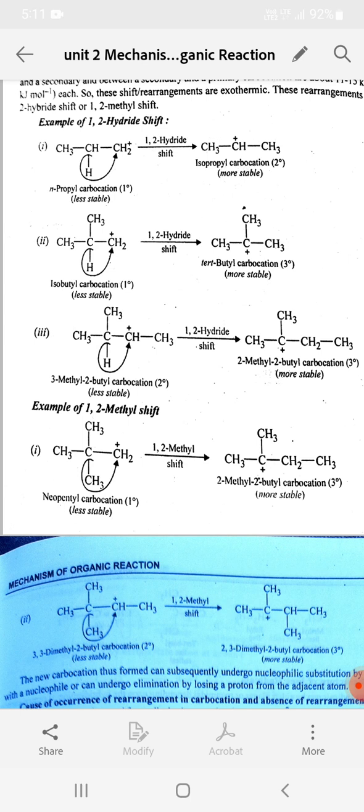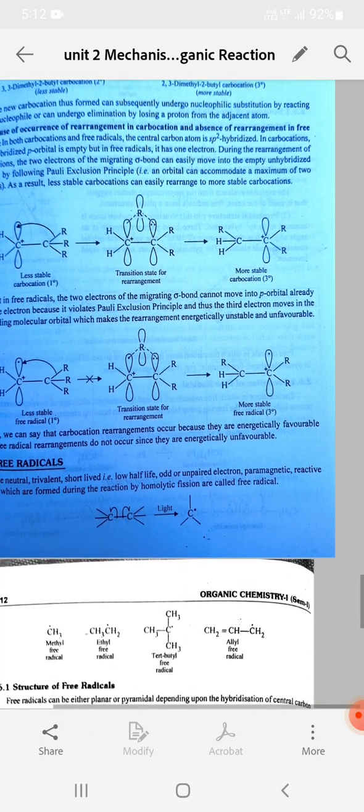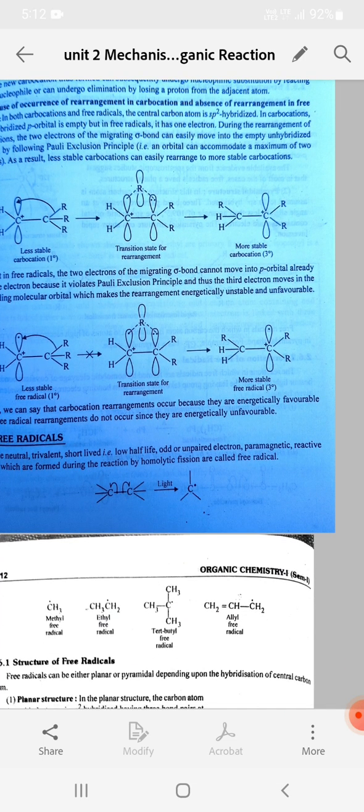Okay, let's talk about the cause of occurrence of rearrangement in carbocations and the absence of rearrangement in free radicals. In both carbocations and free radicals, the central atom is sp2 hybridized. In carbocations, the unhybridized p orbital is empty, but in a free radical it has one electron.